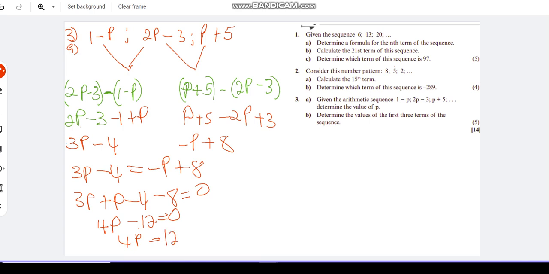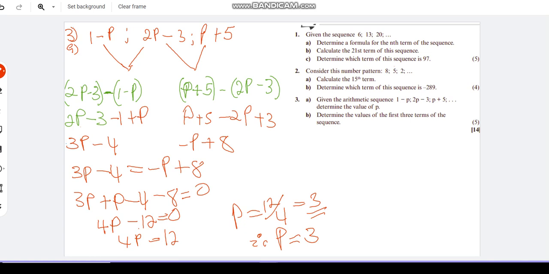Now it says 2p is equal to 12. Divide 12 by 2, which means p is equal to 12 divided by 2, which gives you p being 6. So therefore p is equal to 6, and then you are done.